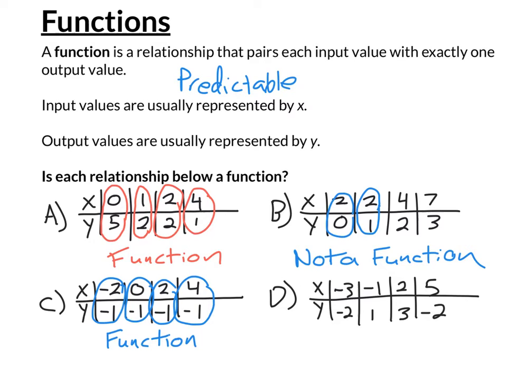And in example D, I have -3 going to -2, -1 going to 1, 2 going to 3, and 5 going to -2. All of these are consistent. They're predictable. -3 always gives me -2, -1 always gives me 1, 2 always gives me 3, and 5 always gives me -2. So this is a function also. We don't have any of the inputs going to two different numbers. That's the key.